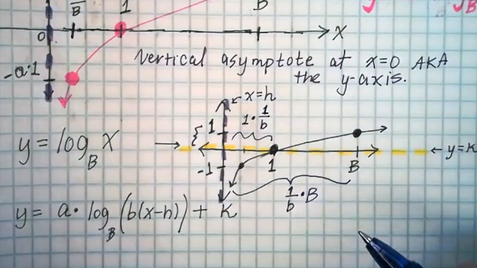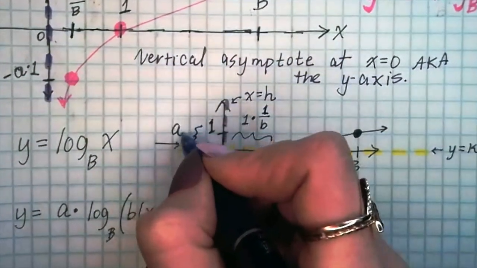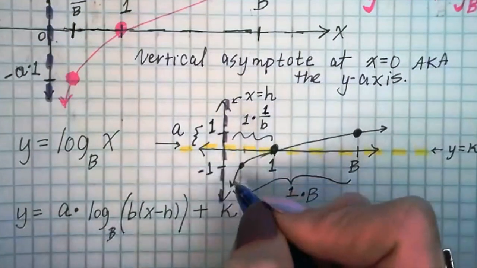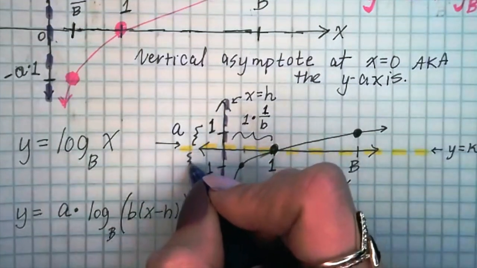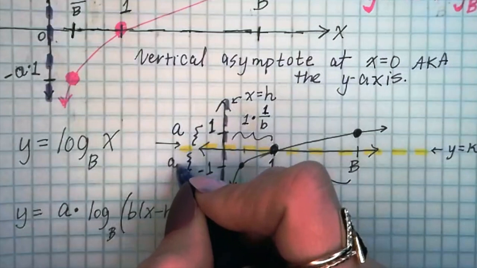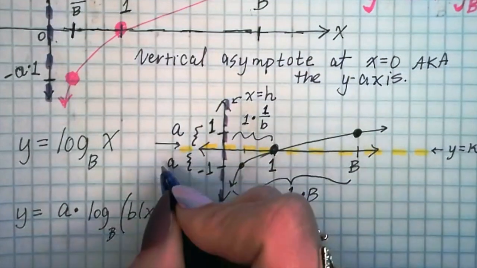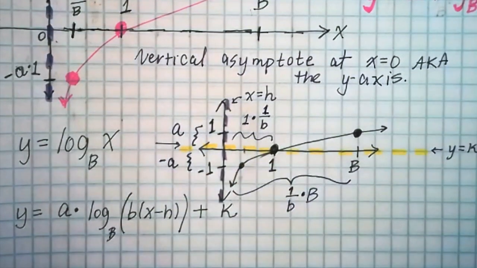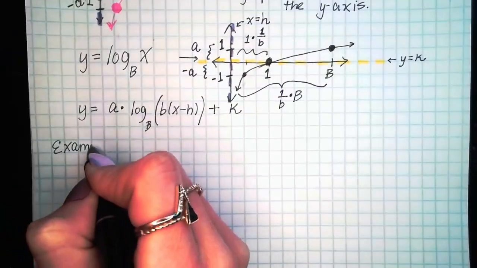This distance in between there is always a. This distance is also a in size, except we go down. So if you wanted to put negative, you can do that as well.